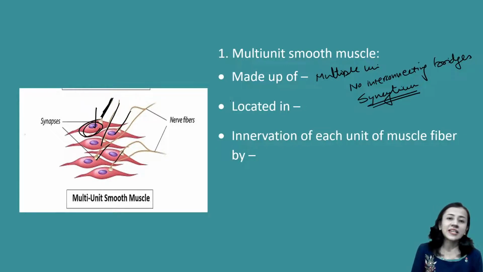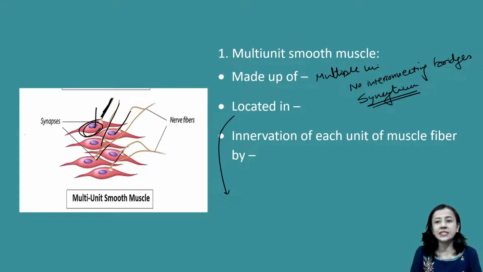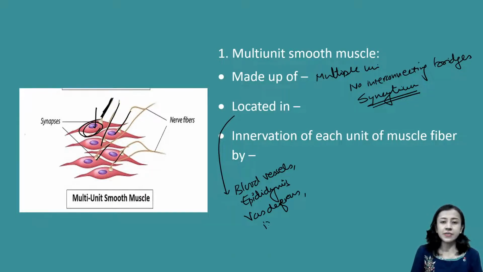Now where are they located? Where do we have multi-unit smooth muscles in our body? They are present in blood vessels, in epididymis, in vas deferens, in iris of the eye, ciliary body, and in the piloerector muscle of the skin.